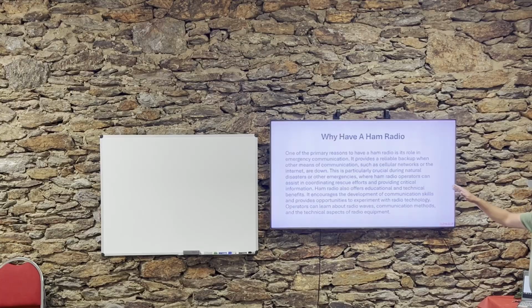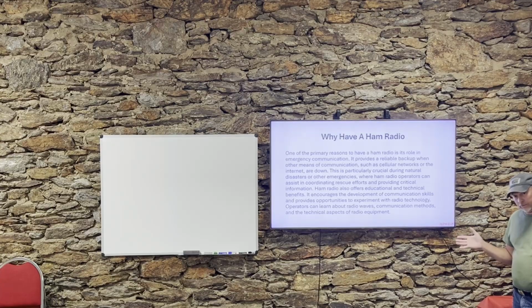But for emergency communications, it provides a reliable backup when other means of communication, such as cellular networks or the internet, are down. My personal opinion, if we have a catastrophic event, financial collapse, China attacks the power grid, a nuclear bomb, EMP attack, whatever, your cell phones are not going to work. For everybody listening, rapid radio is a scam. Don't get it for emergency use. It's not going to work because it runs on cell towers.